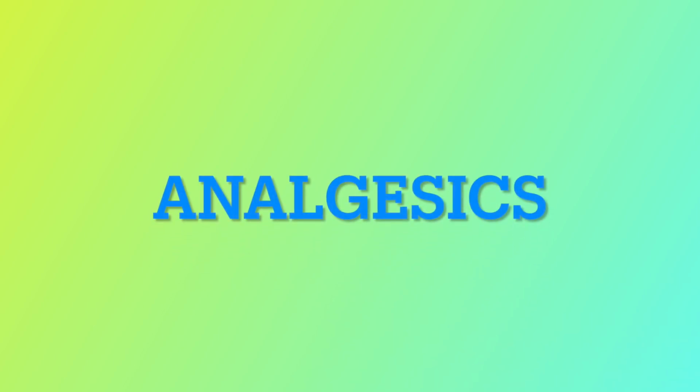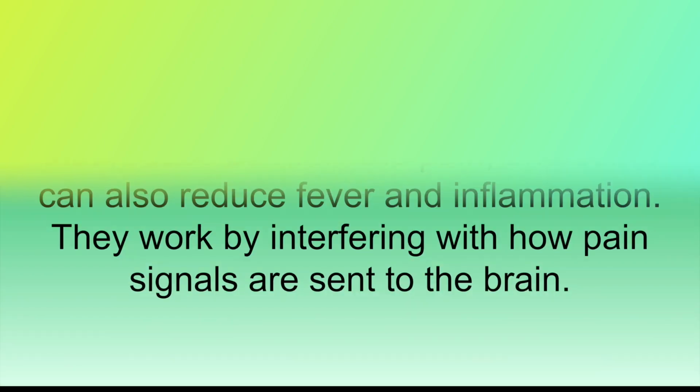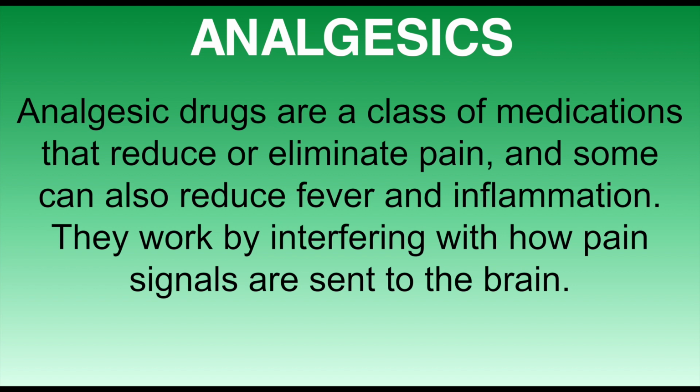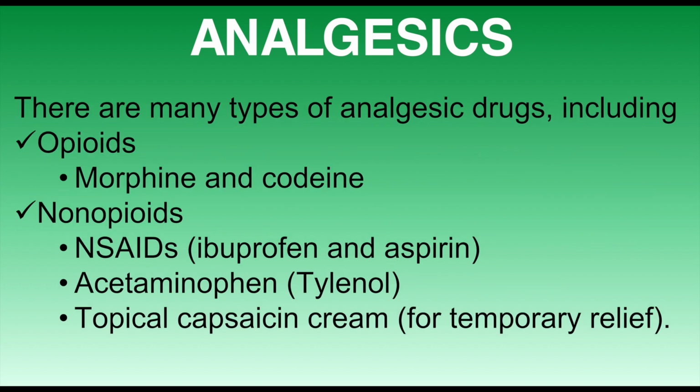Today we are going to discuss analgesics. Analgesic drugs are a classification of medications that reduce or eliminate pain, and some can reduce fever and inflammation also. They work by interfering with how pain signals are sent to the brain. So we have different types of analgesics.